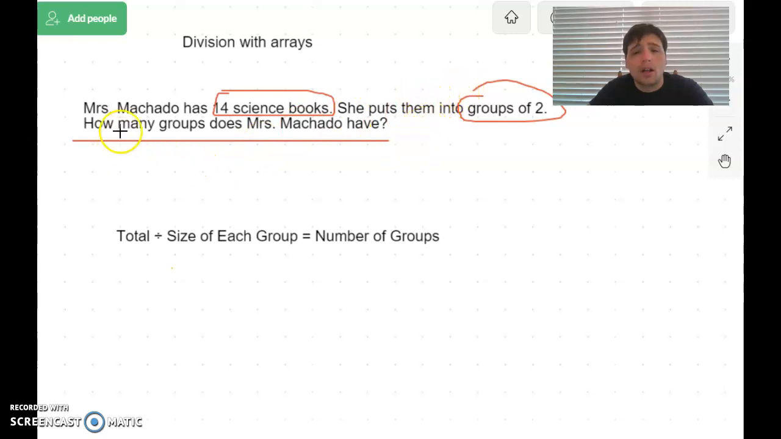I know my math action might be into groups, because that will tell me I need to divide. So let's think. My total is how many science books I have. That's 14. What do you think the size of each group is? The size of each group is going to be 2, because they're going into groups of 2. And I want to find out how many groups she has. So I want to find out the number of groups.